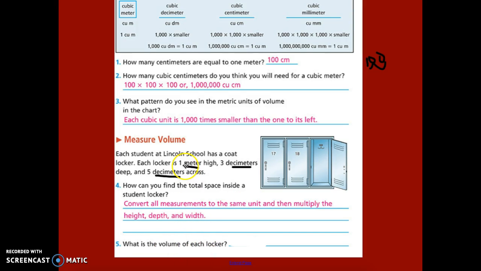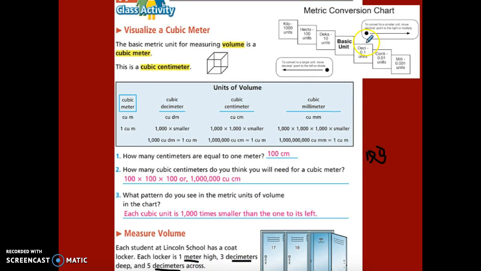So let's figure out what that volume is. First, we've got to move meter to decimeter. I'm going to use my little chart. Here's my meter spot, and we want to go to decimeters. So we're going down 1 step.